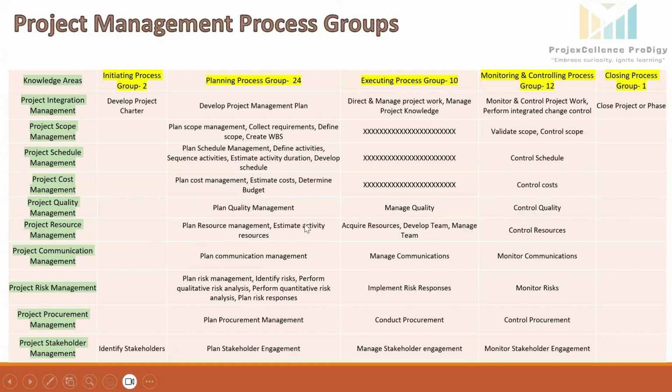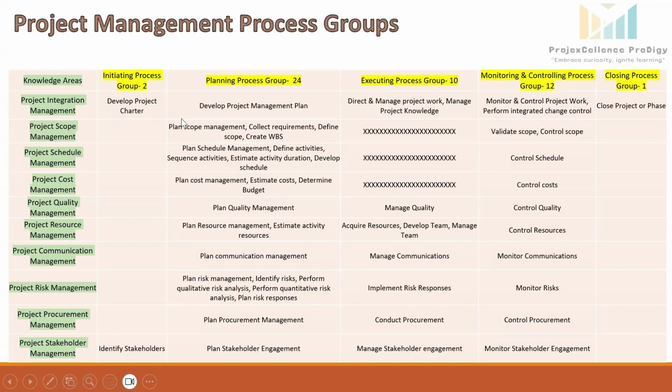Next activity under planning group is to develop project management plan. In this process, all the subsidiary plans like scope, cost, schedule, quality, resource, communication, risk, procurement, and stakeholder management are compiled and integrated into a cohesive project management plan. The output is the project management plan for this activity.